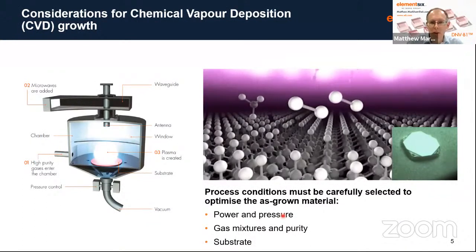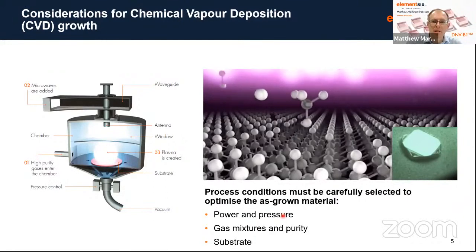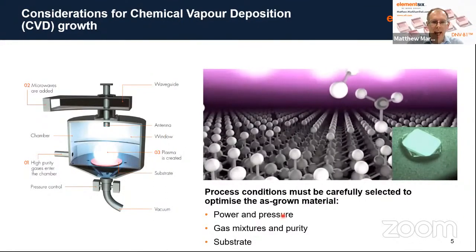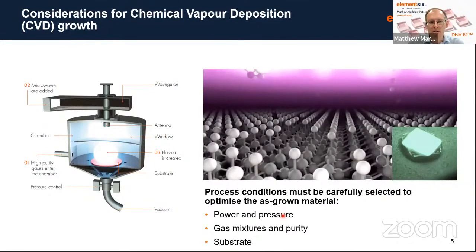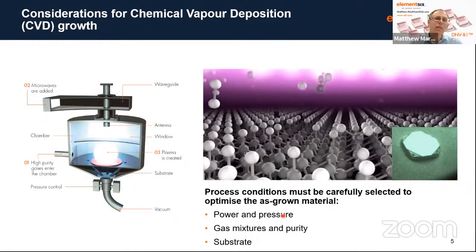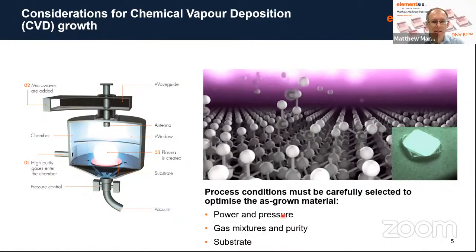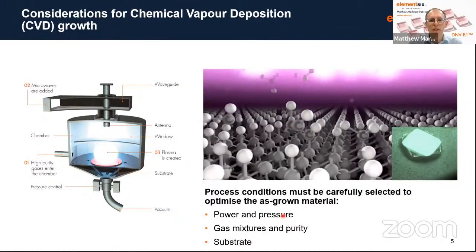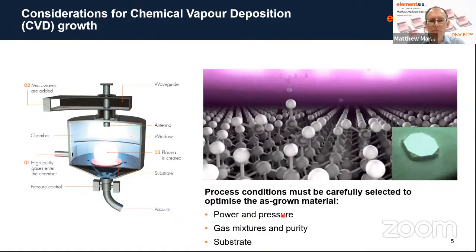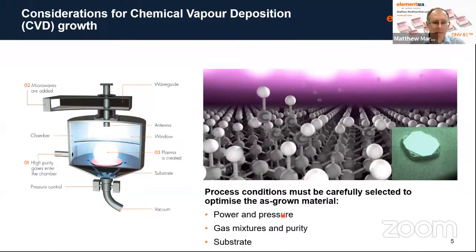So we use a process called chemical vapor deposition. So in chemical vapor deposition, what we use is a mixture of gases, so typically hydrogen and a carbon-containing gas such as methane. Hydrogen actually plays a key role in that process, and what we do is, using microwave, break up that hydrogen. That then creates this plasma.